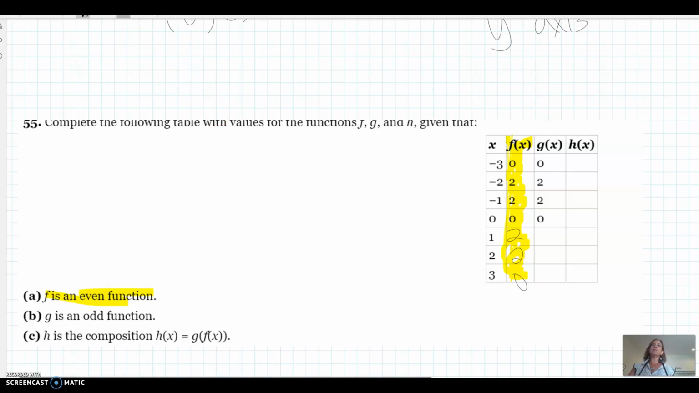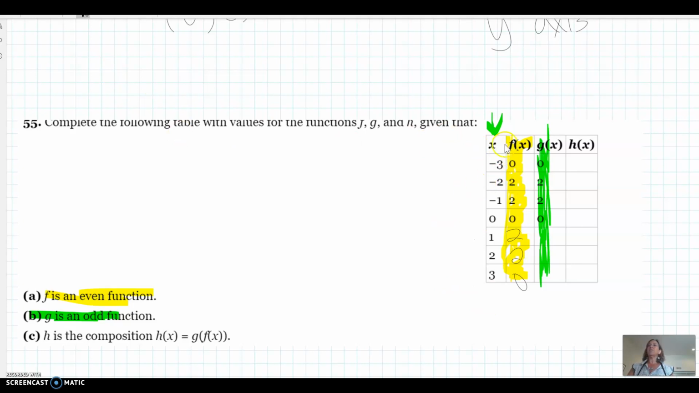G of x, they're now telling me, is odd. That means for opposite input, I get opposite output. So here they're telling me it's odd. So we're filling in the answers. They're just using the same table to save time. So my outputs are going to be highlighted in green, but I'm still looking here at my x column for the inputs. Since it's odd, that means the opposite input gives me an opposite output.